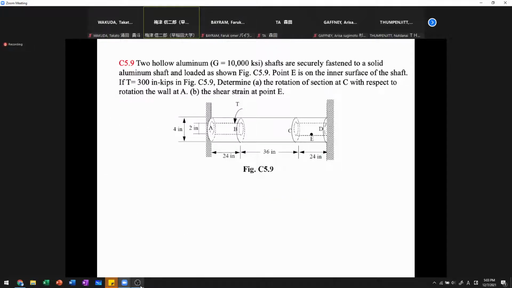And it is the last problem of this class, so I'll give about 20 minutes to solve. And around 10 or 15 minutes later, I will start to give a hint for this problem. So please start to solve this.